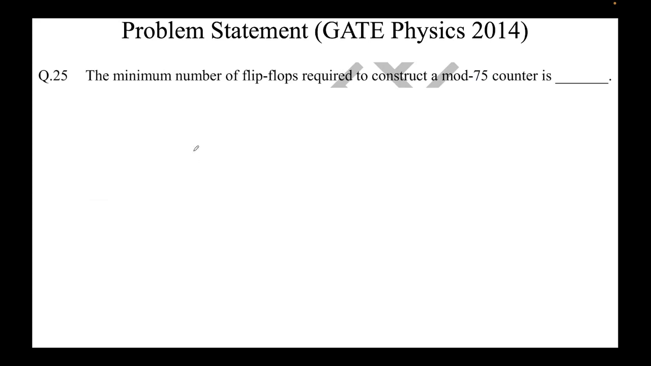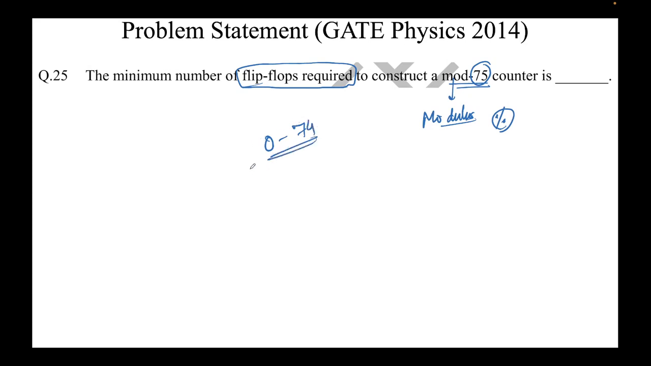Now this is a very interesting question. We are required to find the number of flip-flops required to construct a mod 75 counter. Now here mod 75 means modulus 75. Modulus means nothing but taking the remainder. So when you take the remainder with the divisor 75, you can count from 0 to 74, right? This means that your lowest value should be 0 and the maximum you can get is 74, right?